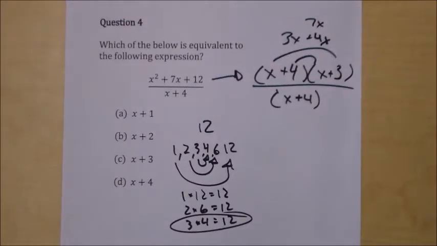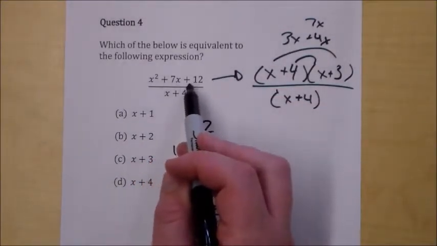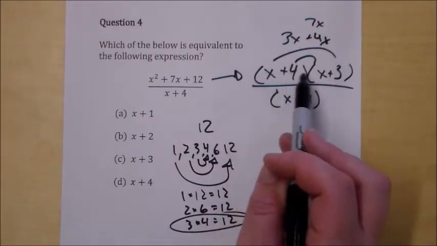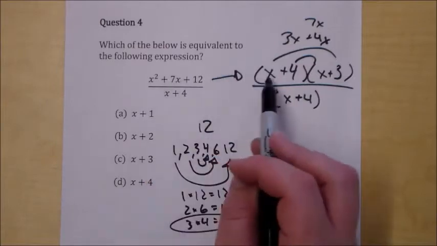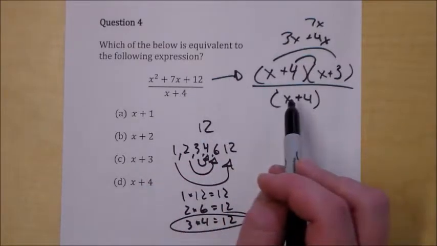So you're good to go all the way around. Up here, you'll get x squared plus 7x plus 12, right? 3 times 4 is 12, 3x is 3x, and 4x is 4x. Added together is 7x, and x times x is x squared. So up here, you're good, and down here, you just bring over the x plus 4.